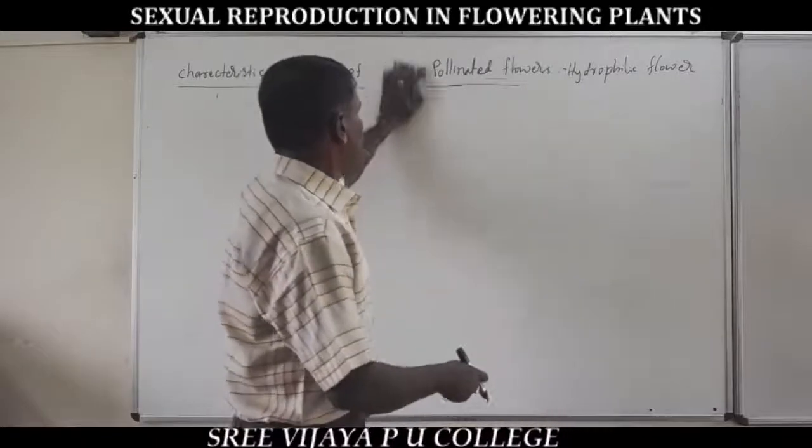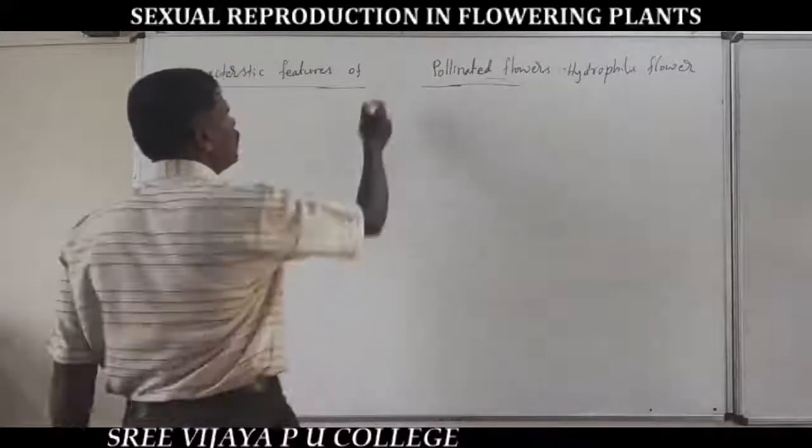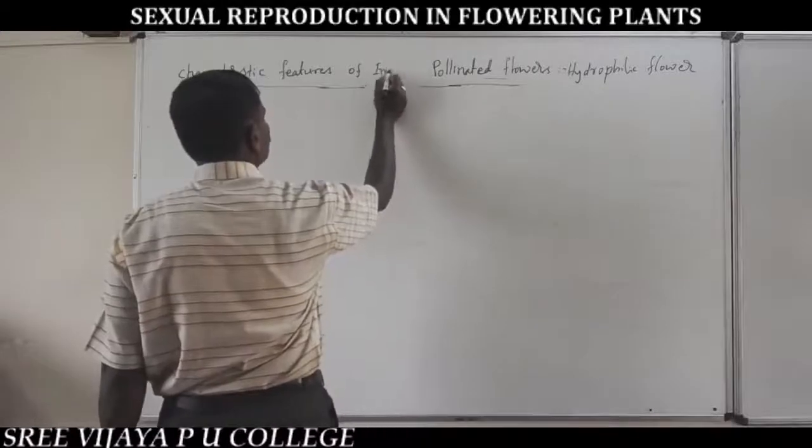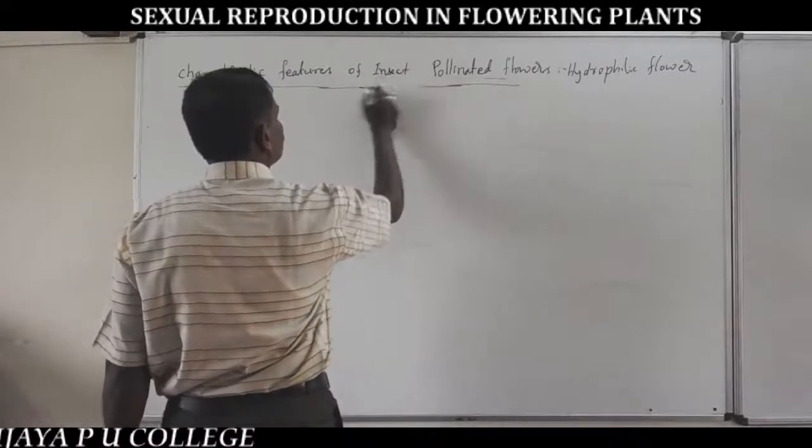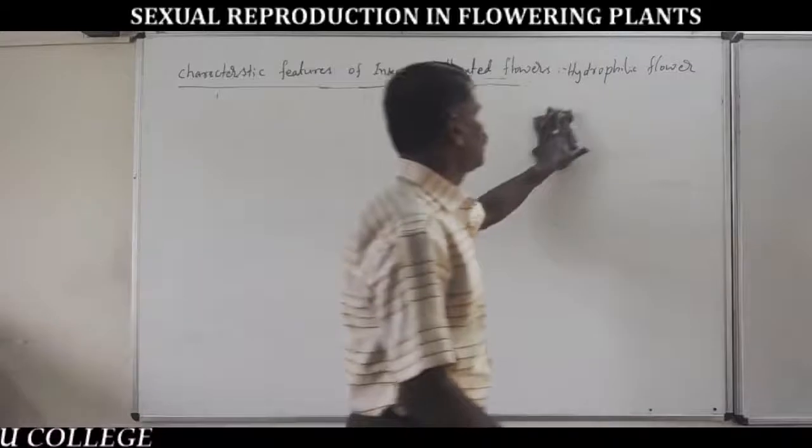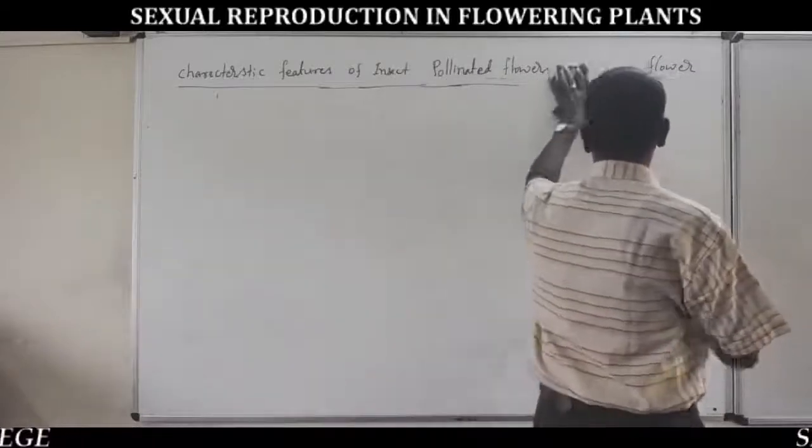So next, the characteristics of insect pollinated flowers, that is entomophilic flowers.